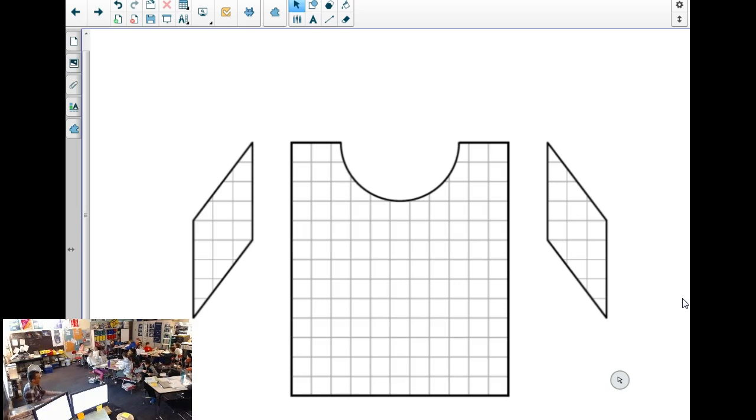Octavia, how do you want to approach this problem? I just want to find out the square. I mean, we can just count the, like, you can find the hammer by just finding the square.